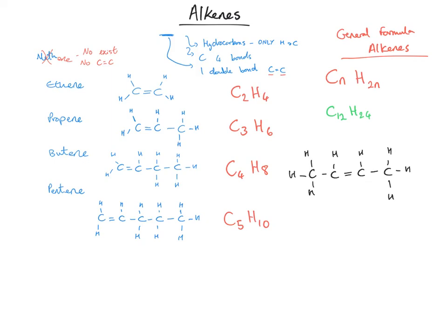Does it still match this formula? Well, it's still got 4 carbons, yes. Has it still got 8 hydrogens? Yes. Is it a hydrocarbon with hydrogen and carbons only? Yes. Has every carbon got 4 bonds? Yes. Is there 1 double bond? Yes. So these butenes, they're both the same. They have the same formula. They've just got slightly different structures. And we call those isomers. So isomer.